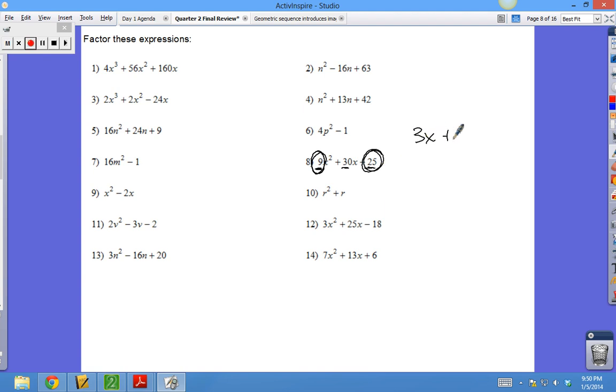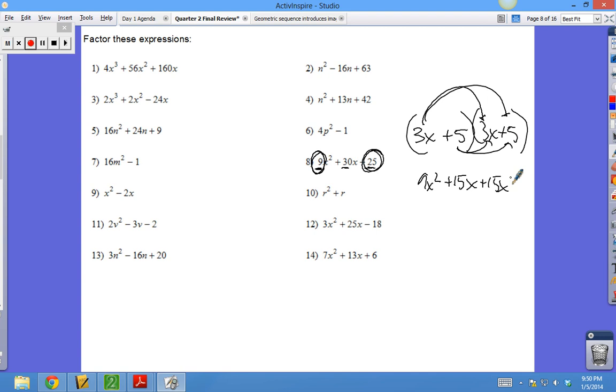Let's go 3x plus 5 and 3x plus 5, and if I multiply through, that's going to be my 9x squared, and this is going to be my 15x, and this is 15x, and this is 25. So that actually worked. 9x squared plus 30x plus 25, but it's not going to be on the test because we haven't done any. But I want to get into 12.